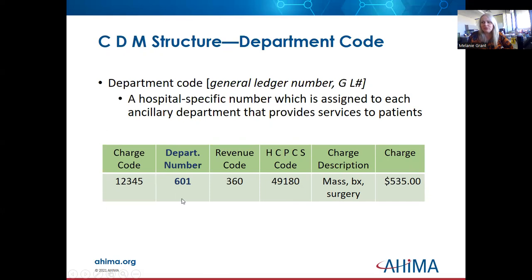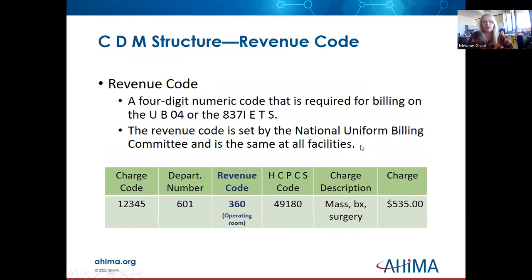So as mentioned, your department number here is going to be specific to your hospital, while the revenue code is something that's specific to the type of service. Your revenue codes come from the National Uniform Billing Committee, or NUBC, and it applies to pretty much everywhere. They talk about facilities here, meaning hospitals, but you may hear revenue codes outside of hospitals and facilities as well.